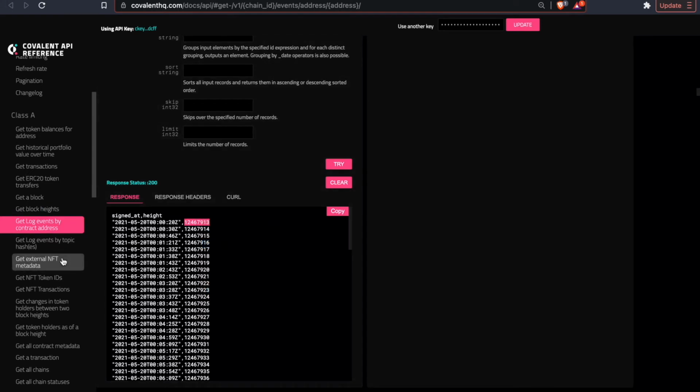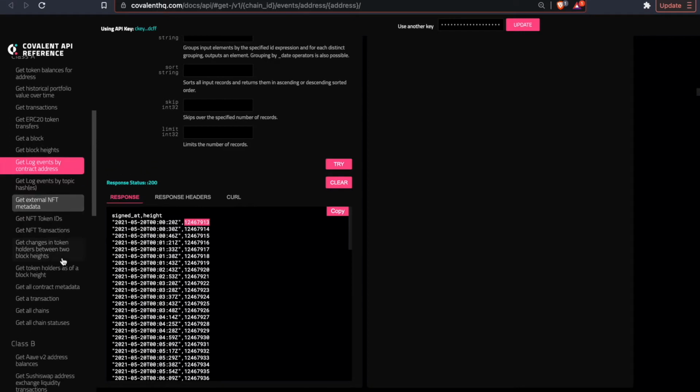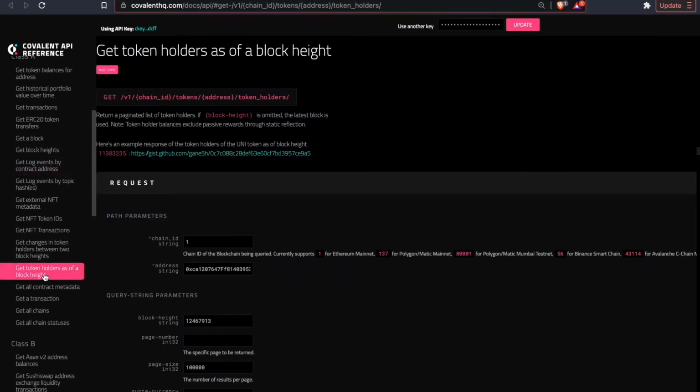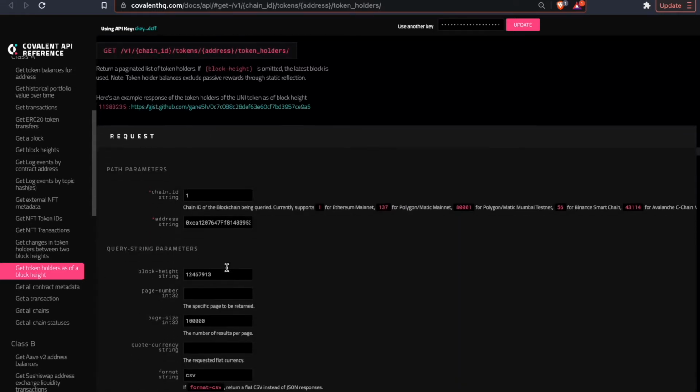And then the next class A endpoint I'm going to use is get token holders as of a block height. Class A endpoints, I didn't explain, but they're just generic endpoints that are available across all of Covalent's supported blockchains, and you can access them through the same API. So this endpoint in particular allows you to get a snapshot of the token holders at any block height. So let's get into it.